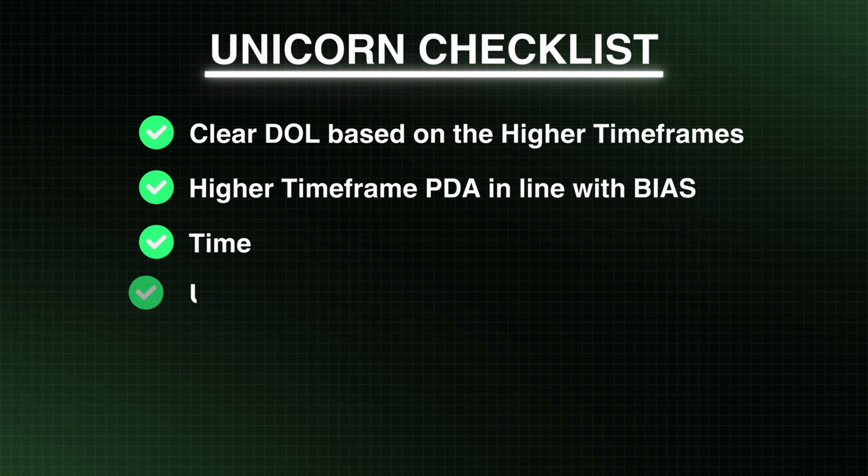And lastly, you want to have the actual unicorn formed. So you want to look for that breaker, and you want to look for that overlapping fair value gap with the breaker. And then when you have all of that combined, you have the unicorn inside of time, inside of a higher time frame PD array, in line with the higher time frame bias drawn liquidity. You have yourself a high probability entry function. So now let's dive into some real chart examples.